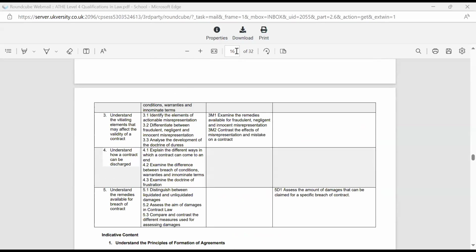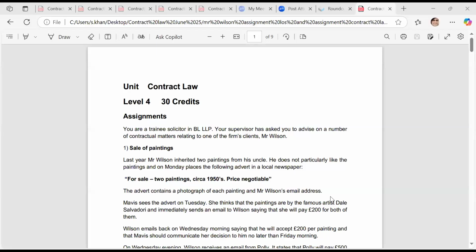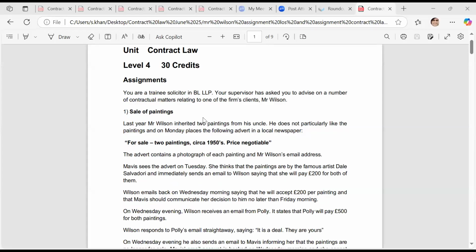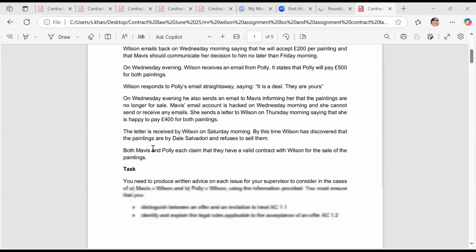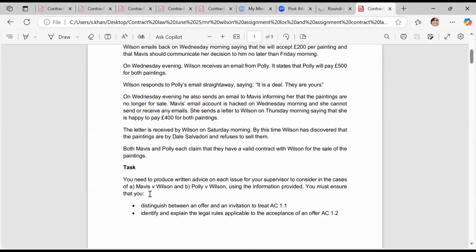I'll stop sharing that and show you the assignment brief, which is the assignment and how it looks. The reason I'm showing you is that it's already available on Moodle for you to look at, and we're going to go through it in more detail towards the end. This is what the assignment brief looks like. It's a level 4 contract law, 30 credits assignment. The first one is the sale of paintings, and then it goes into tasks.